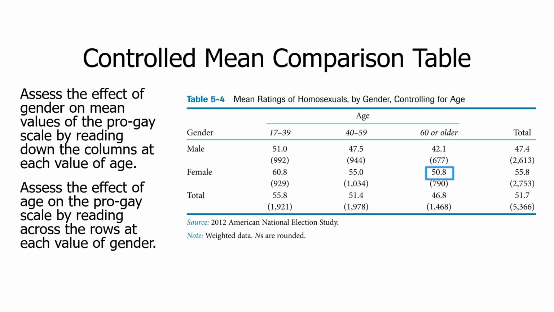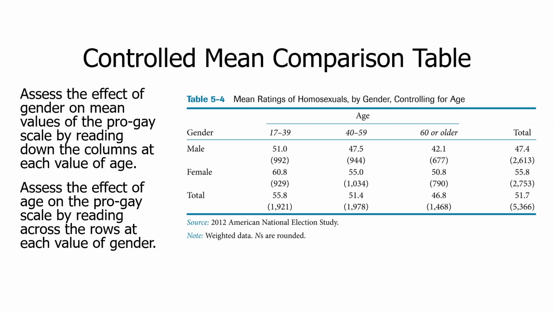So just going back and asking the question, are these controlled effects about the same? I would suggest that they are. 9.8 among the youngest cohort, not quite as much in the middle, 7.5, but then 8.7. So one would argue that the effect of gender on feeling thermometer ratings of gays is about 8 or 9. But you're not distorting reality to summarize into one partial effect.